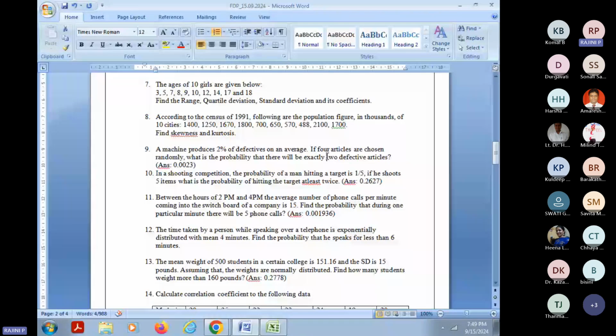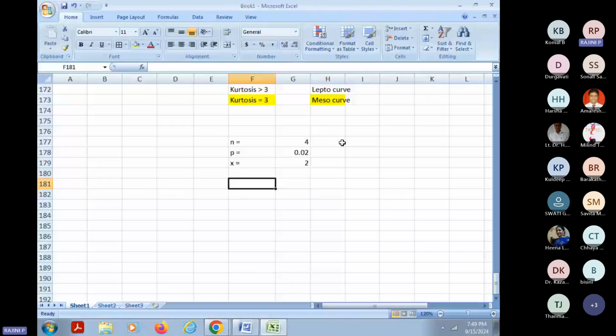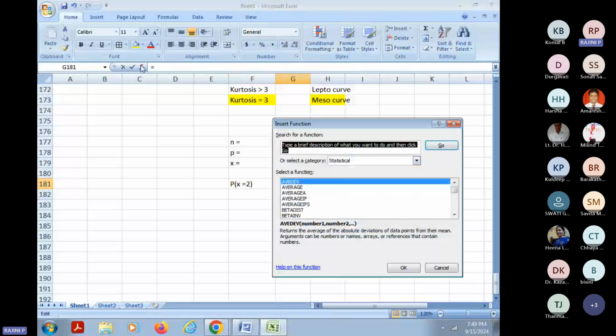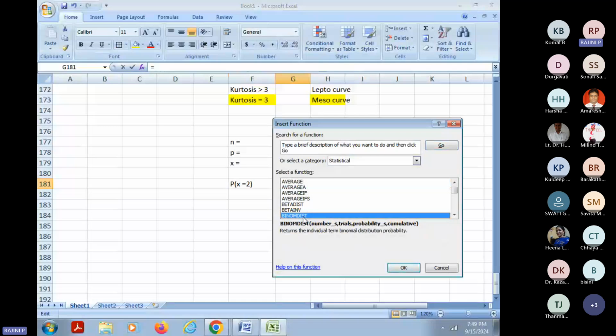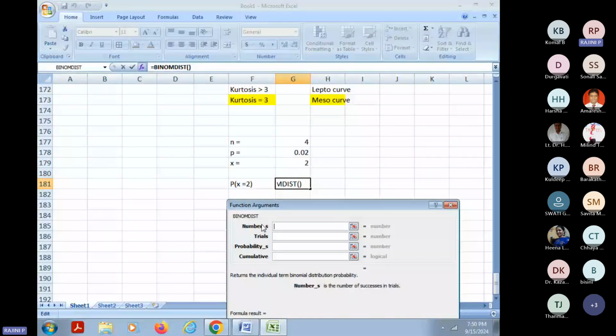Then what do you need to find? You need to find the probability of X equal to 2, exactly two defective articles. How can we do that? Just go to the function, click on B, and you will find BINOM.DIST, which uses the binomial distribution. It asks for the number of successes. I want the probability of X equal to 2, so enter 2. Trials: how many items you are taking, 4 items. And probability of success, 0.02.